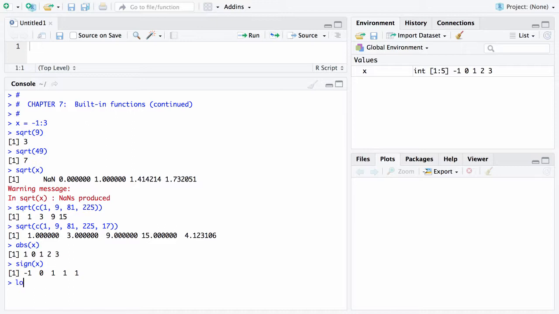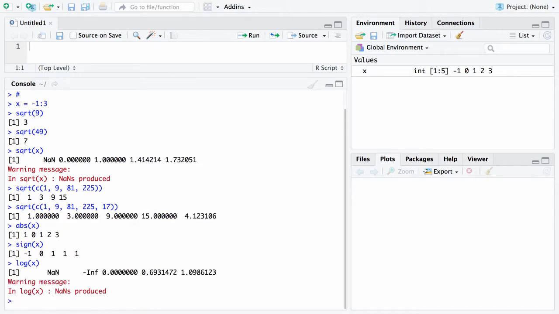Here's another one, which is the log of x. Now when you see log, you might be thinking of the common logarithm, but this log right here is the natural logarithm, so this is log base e. And once again, when you put in a negative value into the natural logarithm, it'll give you not a number. When you put a 0 in, it'll come back with -infinity. The natural log of 1 is 0, and here is the natural log of 2 and the natural log of 3.